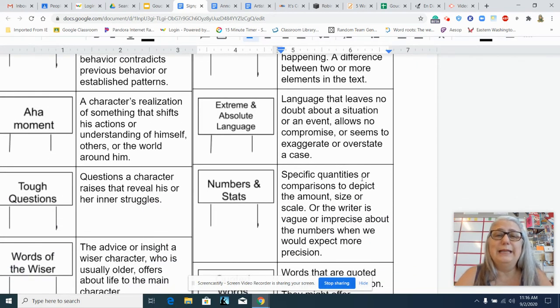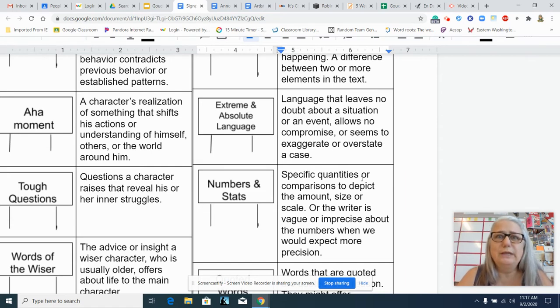Extreme and absolute language. This is where there's no, beyond a shadow of a doubt. There is no doubt. So you'll probably see words like always, never, right? Because those are extreme. They make you think that it's always going to happen or it's never going to happen. There's no compromise, or it seems to blow things out of proportion. Hyperbole, right? Think about what a hyperbole is, it's exaggerated language. So that's considered extreme or absolute language.